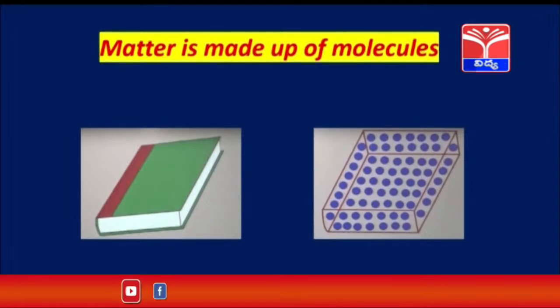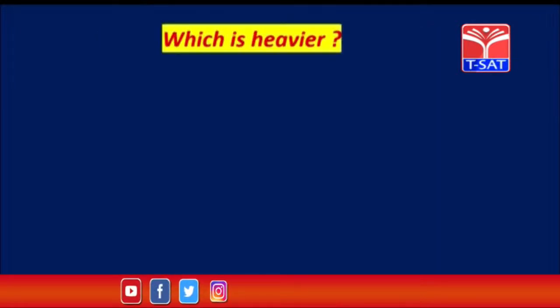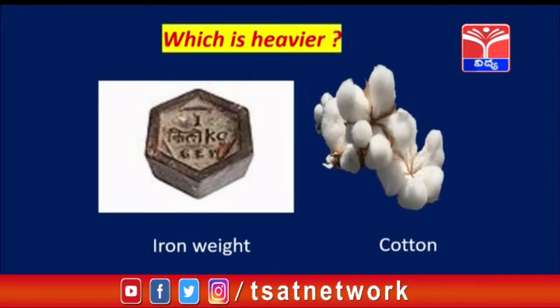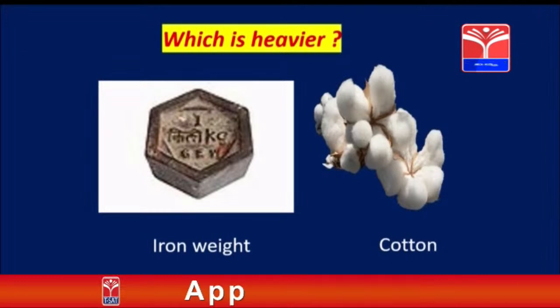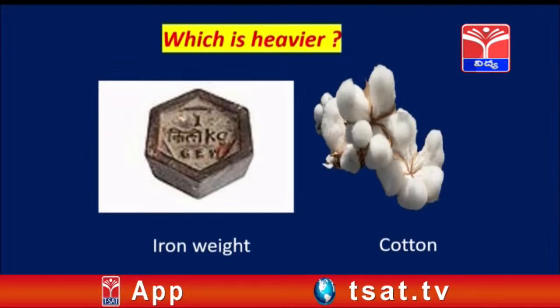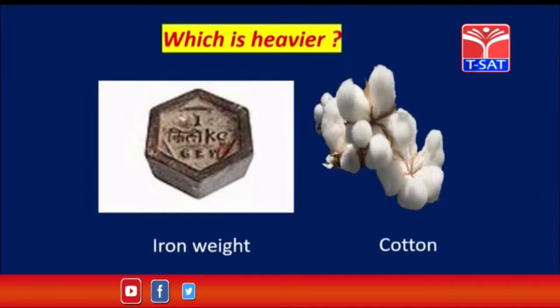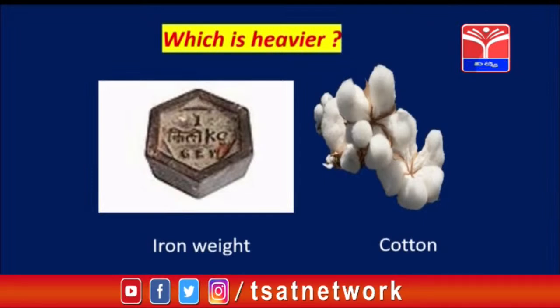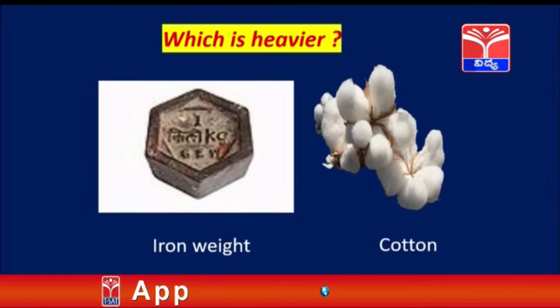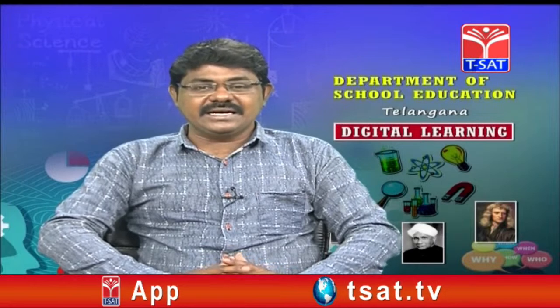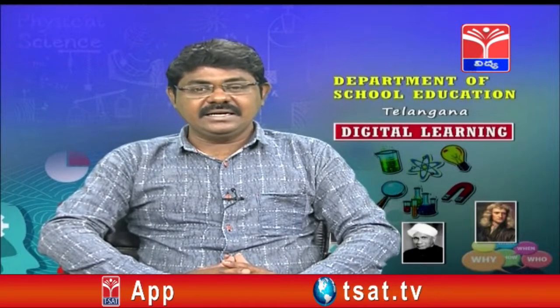Now let us try to think which is heavier. In the picture you can see an iron weight and cotton. If you take an iron weight of 1 kilogram and cotton and try to answer which is heavier, you can answer easily, yes, the iron weight is heavier. So how can we say it is heavier, and what is the scientific meaning of heavier and lighter? You can see an iron weight and a cotton.